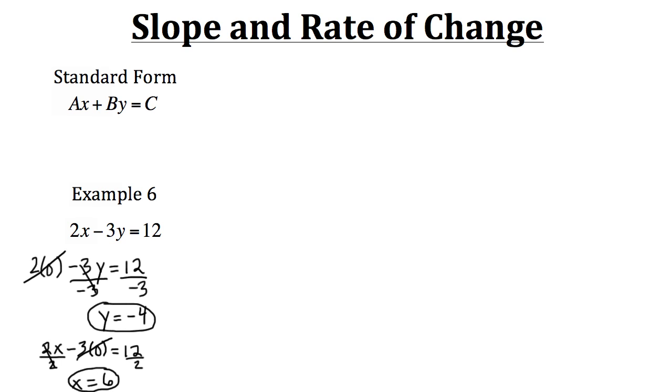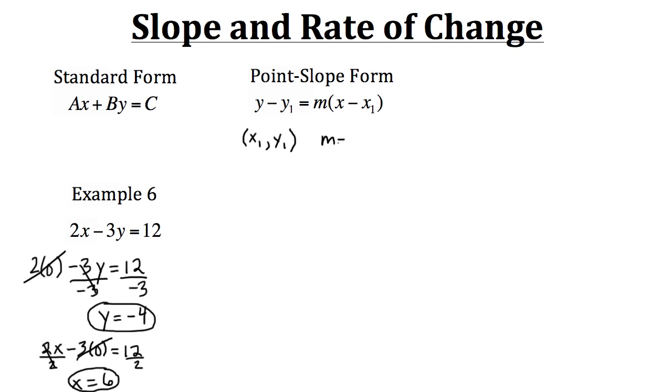Another form is the point-slope form. Now with this one, it specifies a specific point along the line as well as the slope. Now in the formula, the point is defined by x1, y1, and the slope is whatever the value is for m. So m is going to equal the slope.